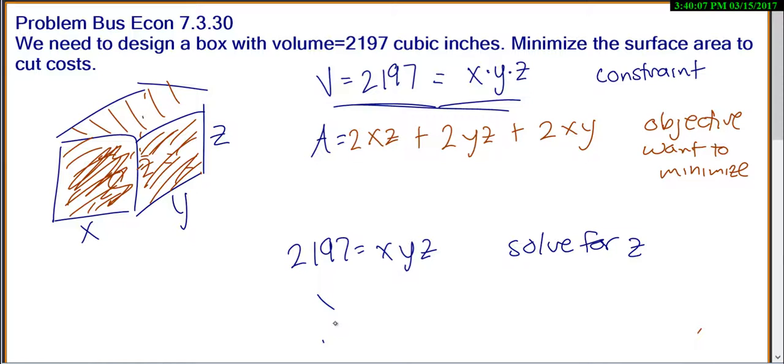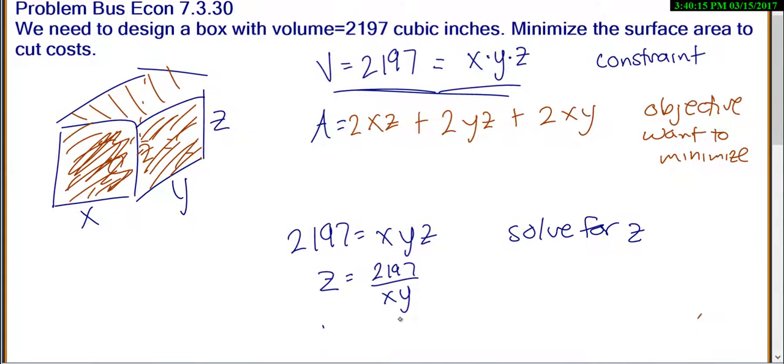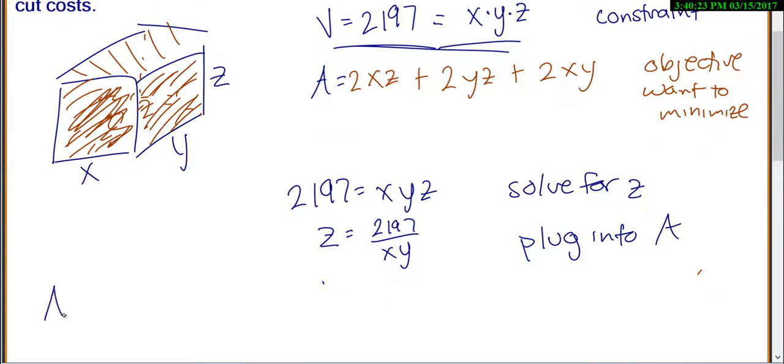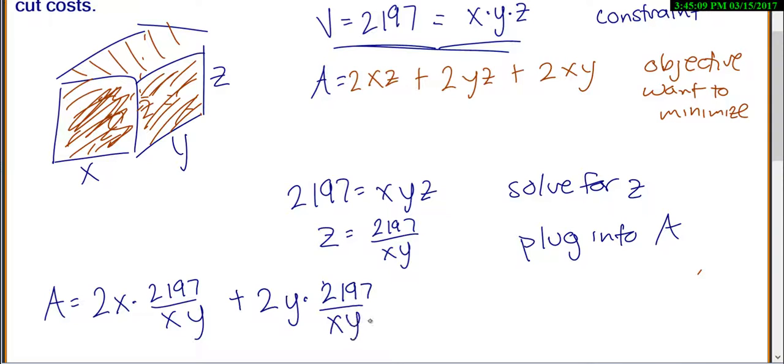So then z is going to equal 2197 divided by xy. And now let's plug this into our surface area equation. So we're going to have our area equals 2 times x times, instead of a z, now we'll put 2197 over xy. So we have 2197 over xy for z. Now plus 2 times y times z, which again is 2197 over xy, plus 2xy.